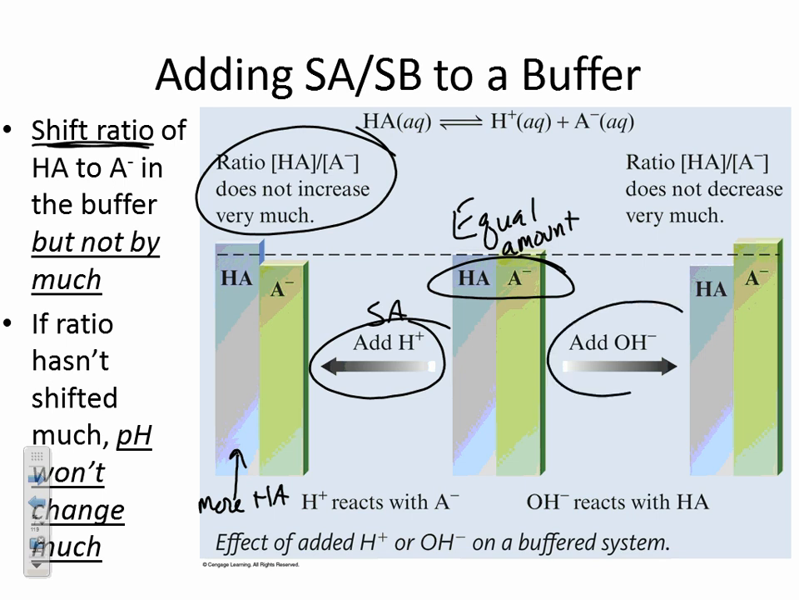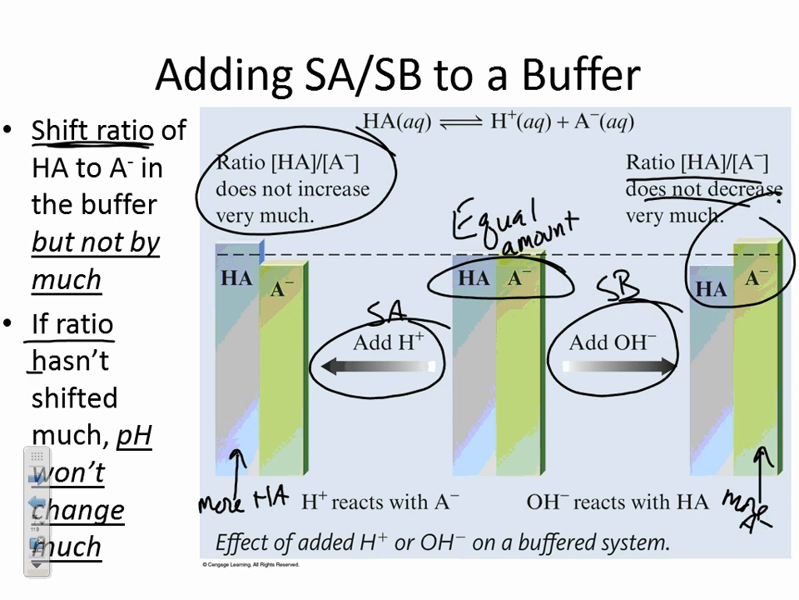If we add some strong base to the buffer, now we're going to have more A minus, because we're going to generate that A minus. But again, the ratio does not change very much. The ratio is still about the same amount of A minus and HA, and that's why we want to start with having equal quantities of both. If the ratio between HA and A minus does not shift, the pH will not change very much.